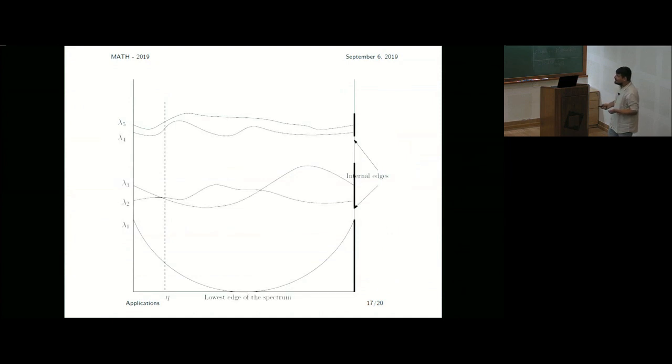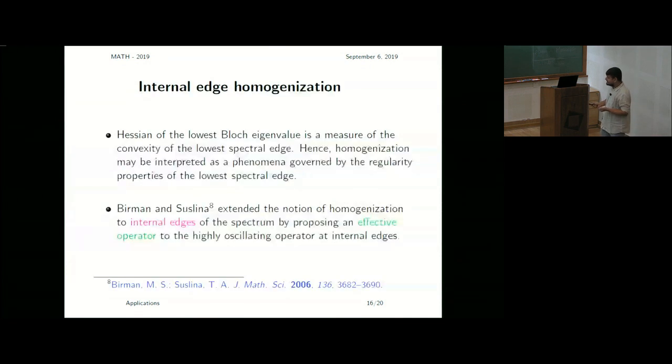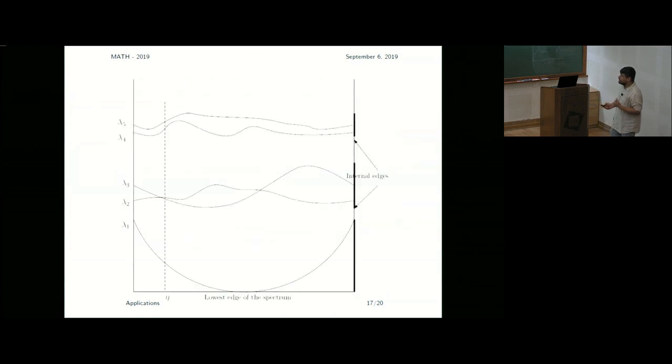And luckily, all the things that we want from the spectral edge, we want it to be simple, we want it to be isolated, and we want it to be non-degenerate, all of them actually happen to be true for the lowest edge. But nobody knows anything about the internal edges. So they extended the notion of homogenization to internal edges of the spectrum. What they do is they propose an effective operator at the internal edges, and they prove error estimates using the Bloch wave decomposition.